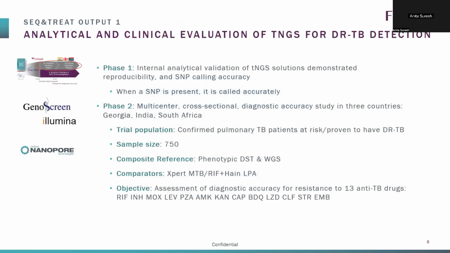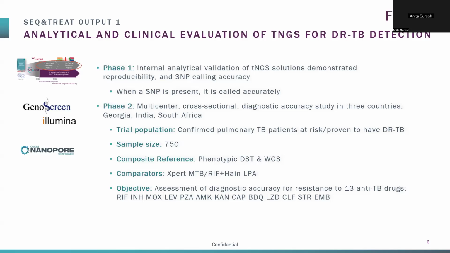Going quickly to the results itself from the analytical and clinical evaluation. So I said phase 1, which was the internal analytical validation, and there we basically provided a very well-characterized reference panel, both DNA as well as sputum samples, essentially for LOD, to look at the limit of detection, but also as varied a panel of drug resistance mutation markers as we could get.